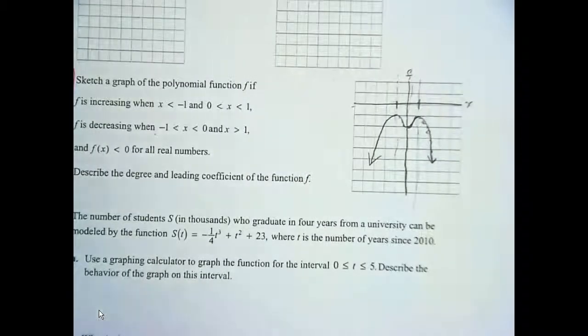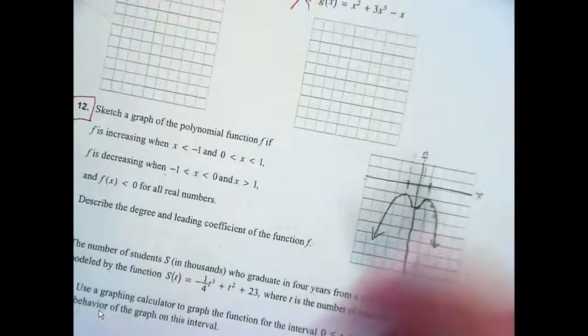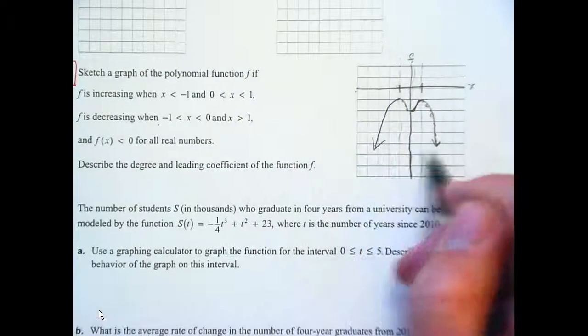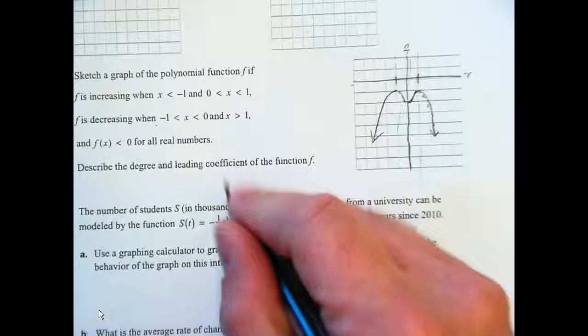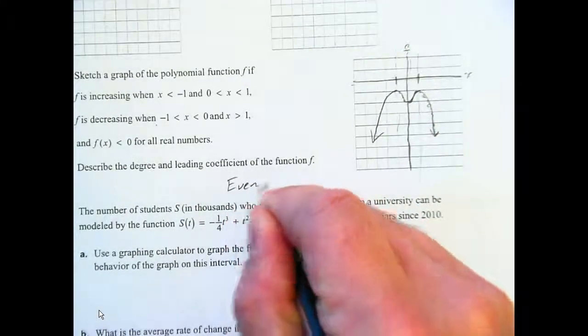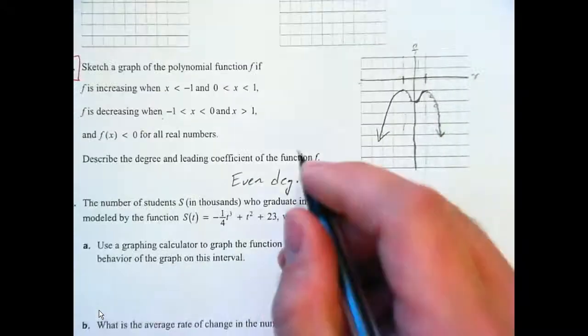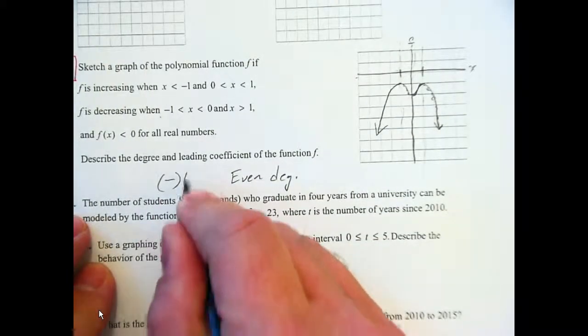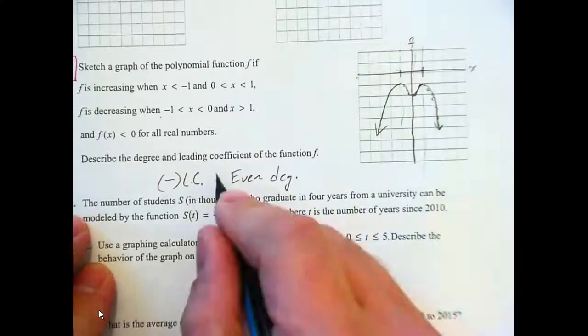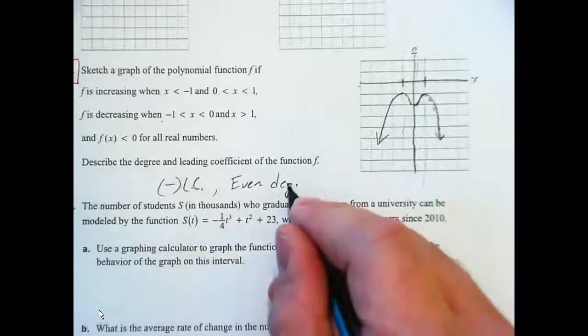Okay, so describe the degree and the leading coefficient. So therefore, since this is down, down, what type of degree is it? It's an even degree with what type of leading coefficient? Negative leading coefficient. All right. Even degree, negative leading coefficient.